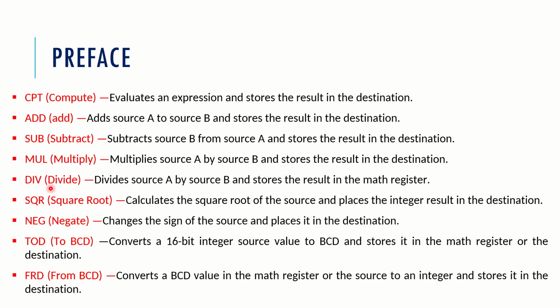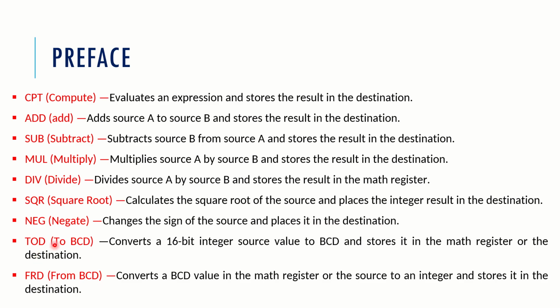Now you see there is also a square root function. In the square root function, it calculates the square root of the source and places the integer result in the destination. Here you can see the integer result is placed in the destination. So there is a rounding factor that the PLC takes care of internally, and finally your integer value is placed in the destination. Next is negation, that changes the sign of the source and places it in the destination.